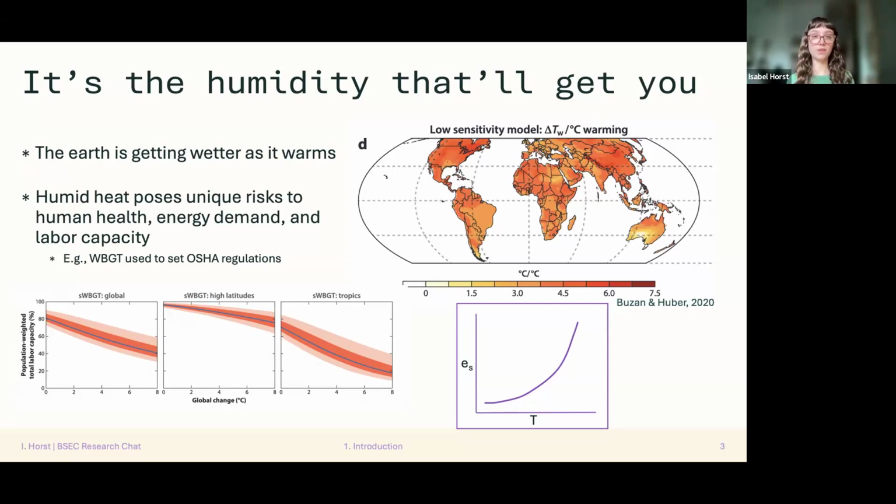Like, for example, in the US, we have OSHA, Occupational Safety and Health Administration, and they use wet bulb globe temperature, WBGT, which is a measure of humid heat, to set regulations about the number of breaks that outdoor workers have to take, depending on what the WBGT value is. And so this plot from that same paper is showing that with future warming, the population-weighted labor capacity across the globe is projected to decrease. So yeah, hopefully at this point I've convinced you that urban heat and especially humid heat is not only a current concern, but a concern for the future.